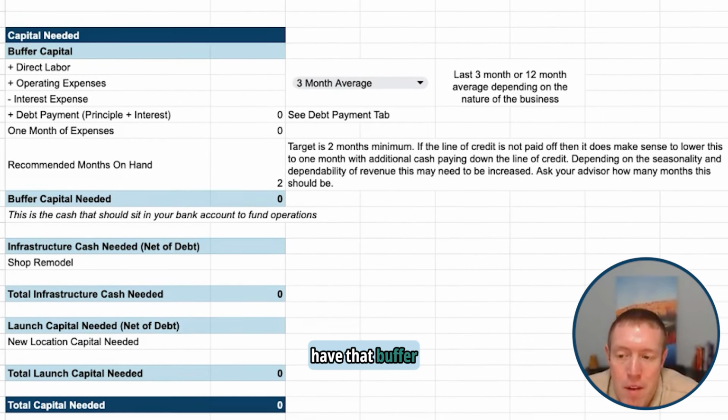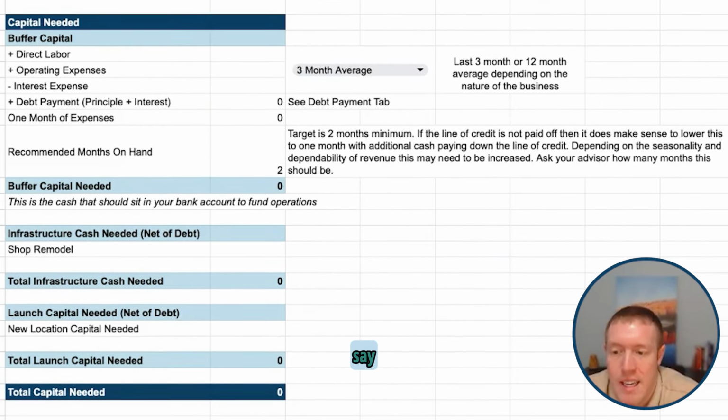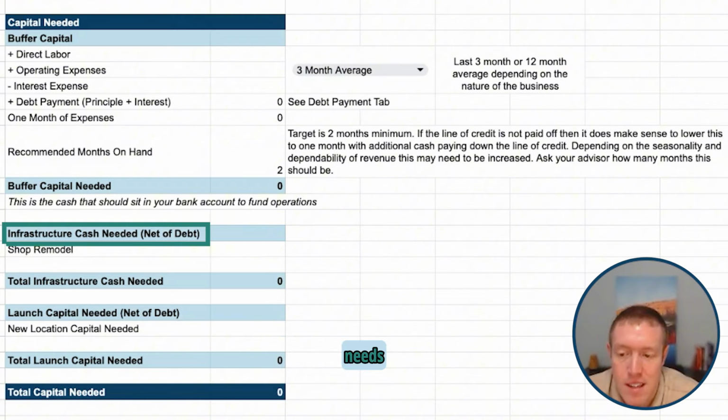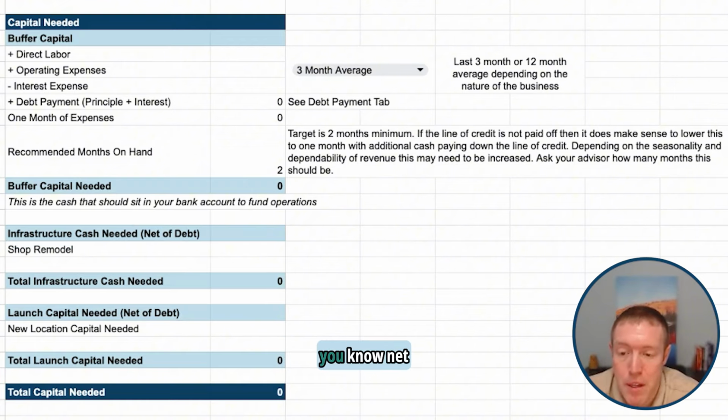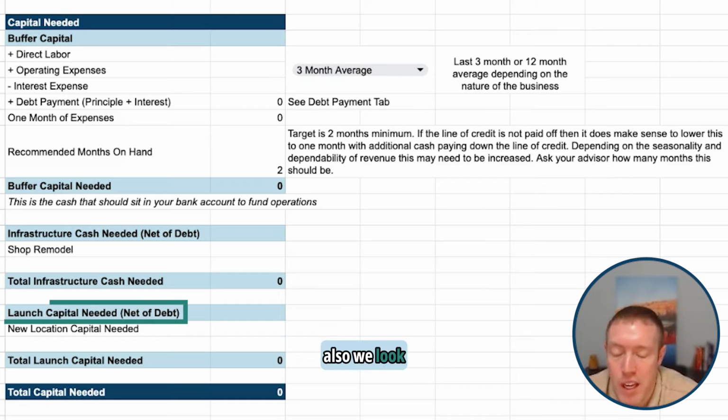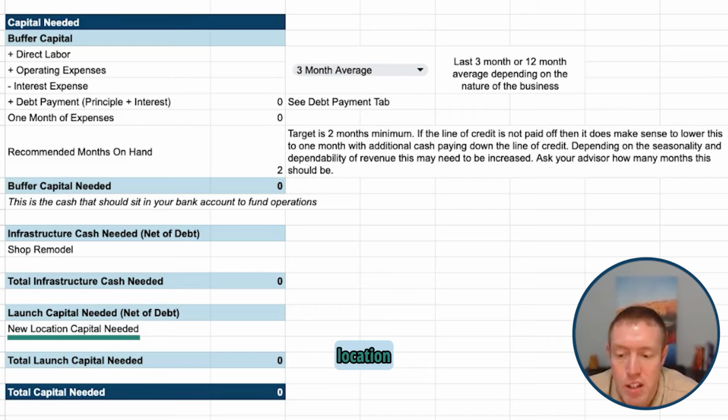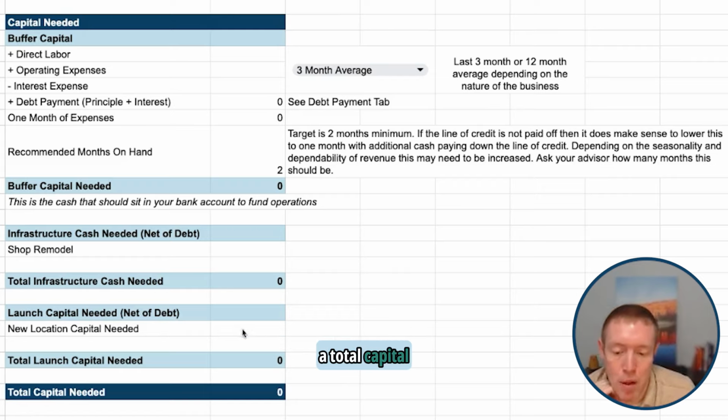Now, once we have that buffer capital, we look at what infrastructure cash needs are going to be coming up, net of debt. If we plan to finance these, then we're only looking at the down payment amount. Also, we look at launch capital. If you're opening a new location or expanding operations, what's that launch capital going to look like that we need to be able to launch those operations to get to a total capital need?